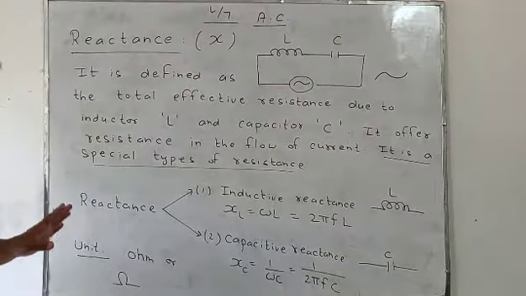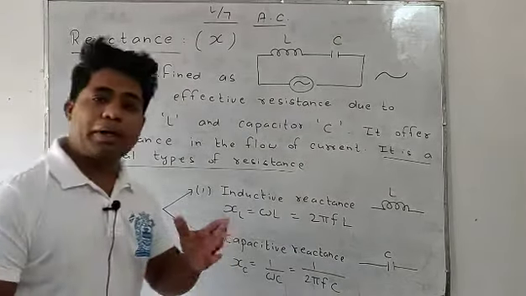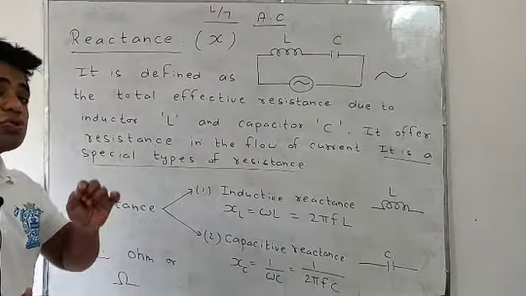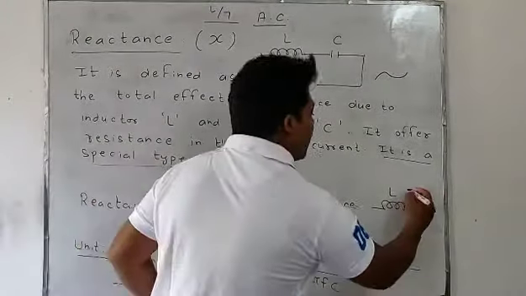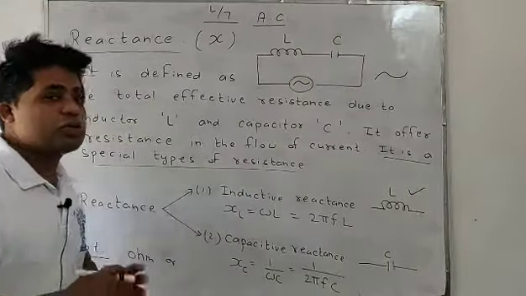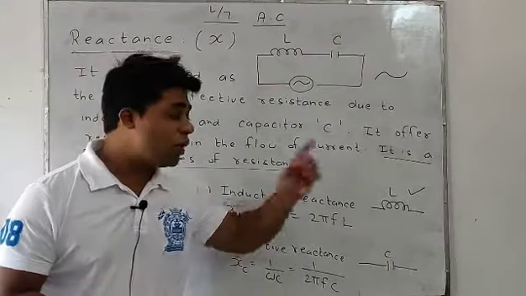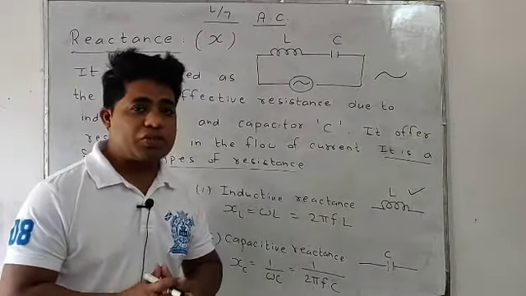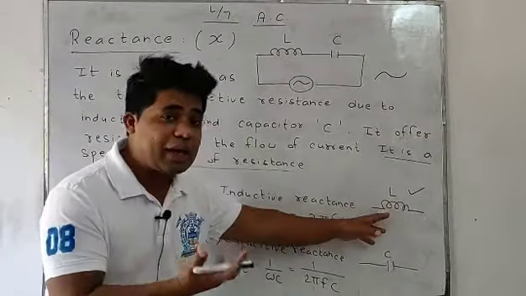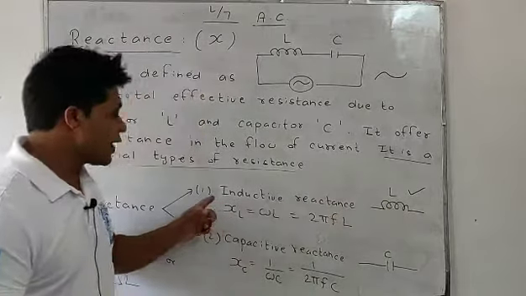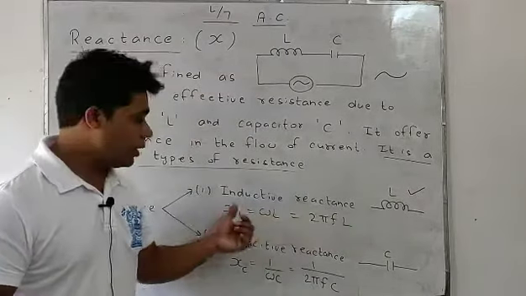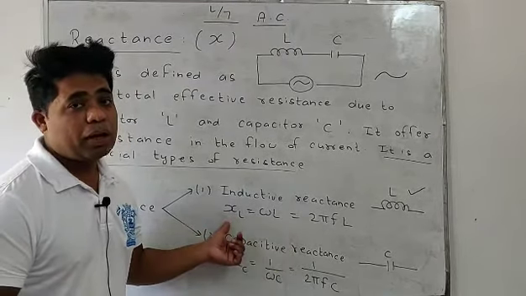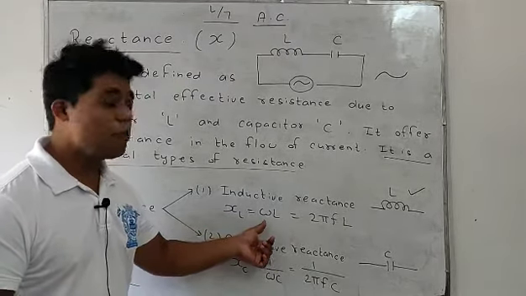Now students, types of reactance. Reactance is mainly classified into two parts. First, resistance produced only by inductor L. Suppose you have a circuit that consists of only an inductor, with no capacitor. The total resistance due to inductance L in the circuit is said to be inductive reactance, represented by XL, having the formula XL equals omega L.